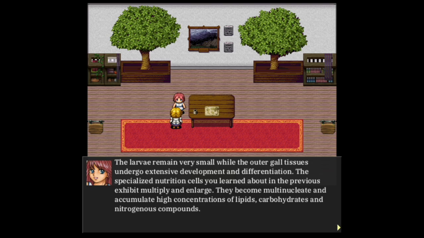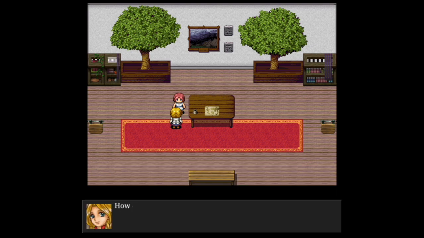The specialized nutrition cells you learned about in the previous exhibit multiply and enlarge. They become multinucleate and accumulate high concentrations of lipids, carbohydrates, and nitrogenous compounds. How do they do that?